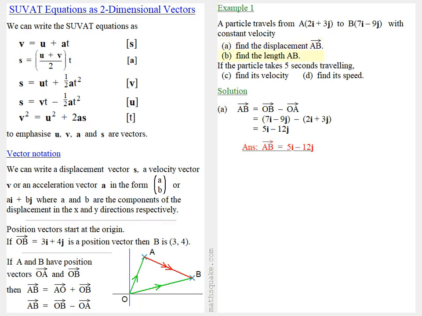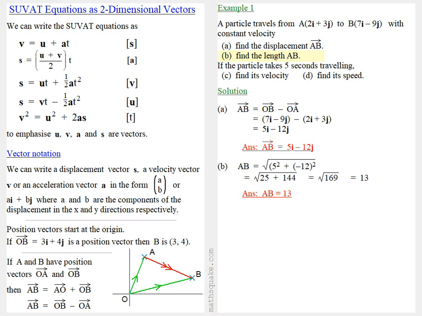In part b, we're asked to find the length of AB. Well, to begin with, we need to find the length of the vector AB, and that's equal to the square root of 5 squared plus minus 12 squared, which is the square root of 25 plus 144, or root 169, which is 13. So the length AB is 13.